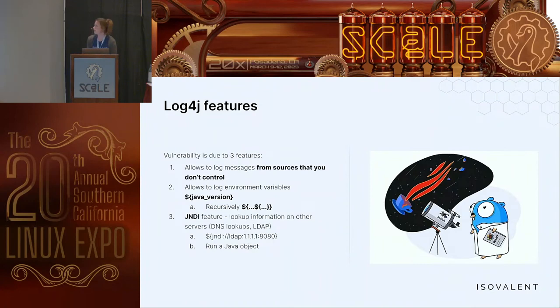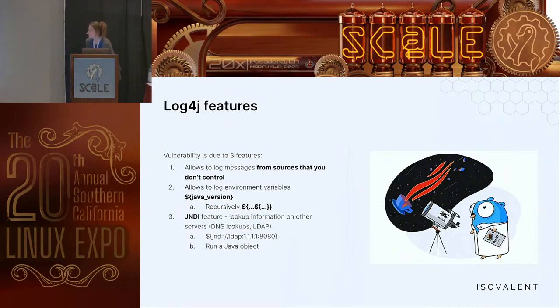So how does it work and what Log4jshell features allow that? First of all, the Log4j library allows you to log text messages from sources that you don't control. For example, if you have an application receiving data, it logs what the error code was, what the return code was, whether it was successful or not, and so on.